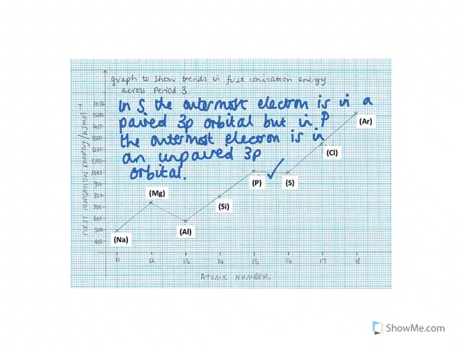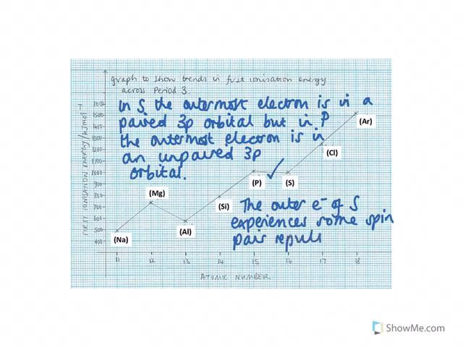Well, that kind of starts that explanation off, but the so what becomes this. The outer electron of sulfur experiences some spin pair repulsion, and that helps to explain why that ionization energy is lower than the ionization energy, the first ionization energy, of phosphorus.